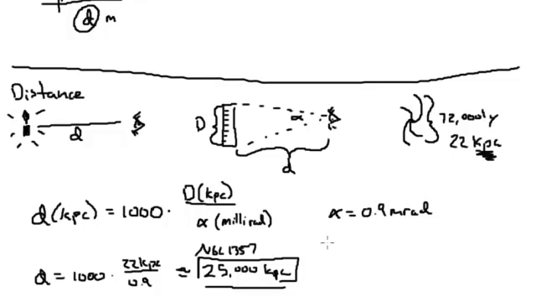Now, what we want to try to do next is measure the velocity. If we have velocity and distance, we can get a point on this Hubble law graph.